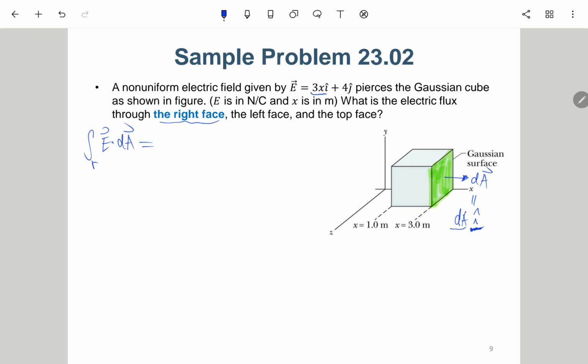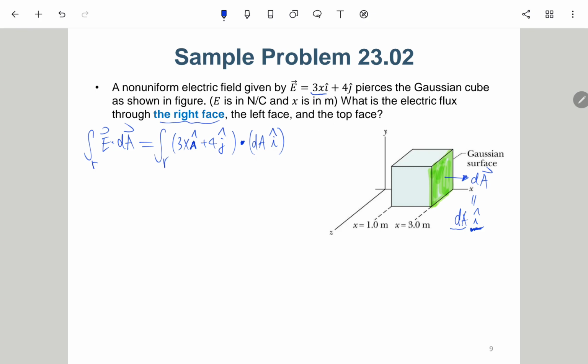So here we will be able to calculate the integration of (3x i hat plus j hat), dotted with dA i hat. Sometimes I just draw an additional dot, but actually in the textbook it will be written like this, without the dot here.